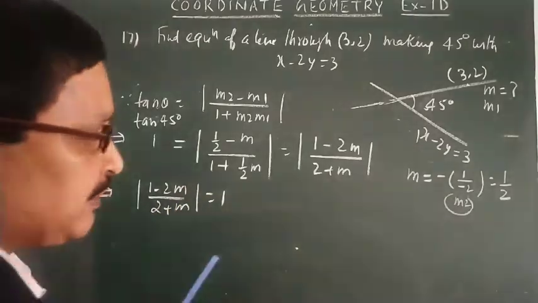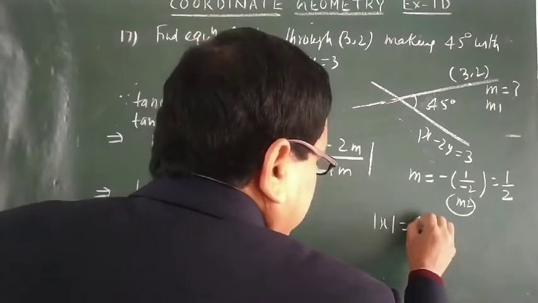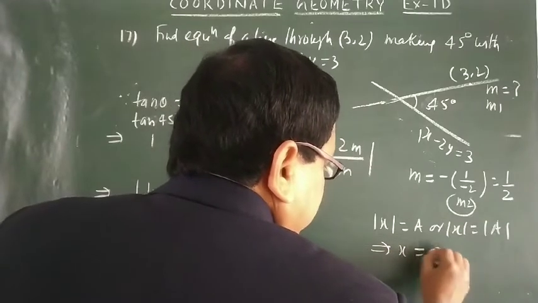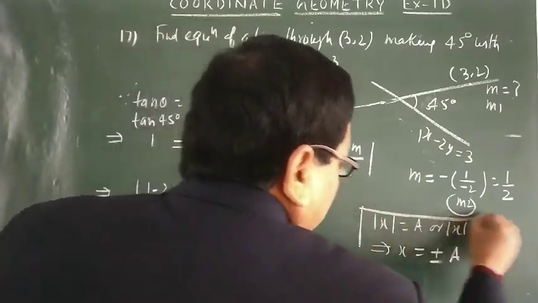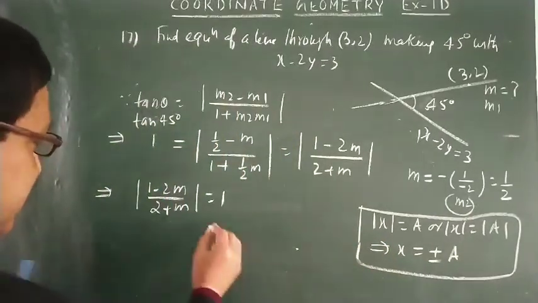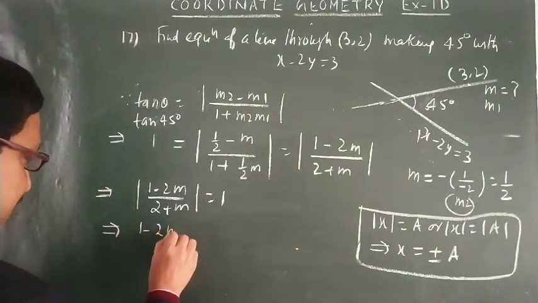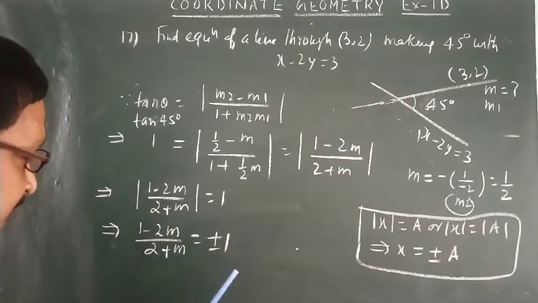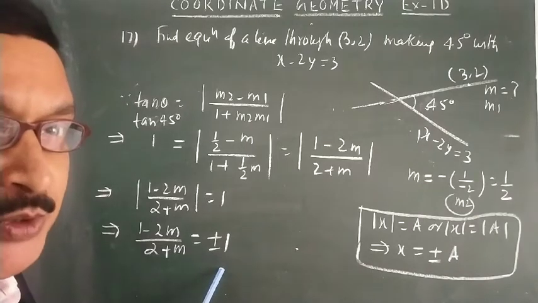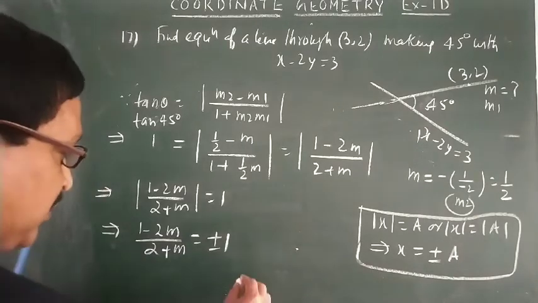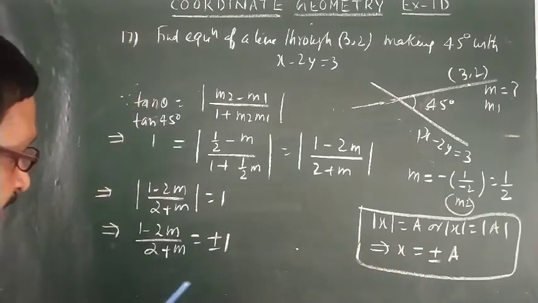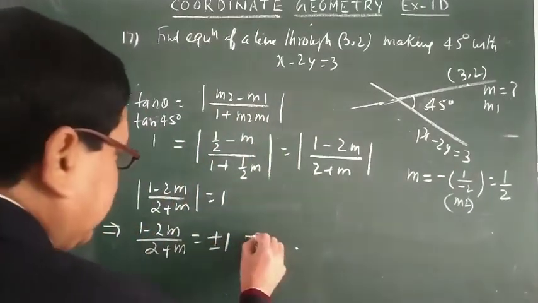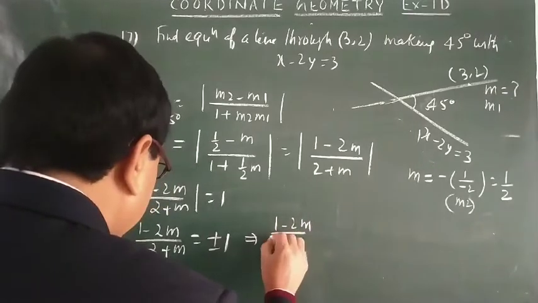I have told you how to remove this modulus sign. In case of mod x is equal to a, then x is equal to plus minus a. By this rule, we can remove the modulus sign. So this will be 1 minus 2m by 2 plus m equal to plus minus 1. So we get two values of m. In the previous video I have discussed how to find these. So take plus 1 once, and minus 1 once. So this implies 1 minus 2m by 2 plus m equals 1 or minus 1.